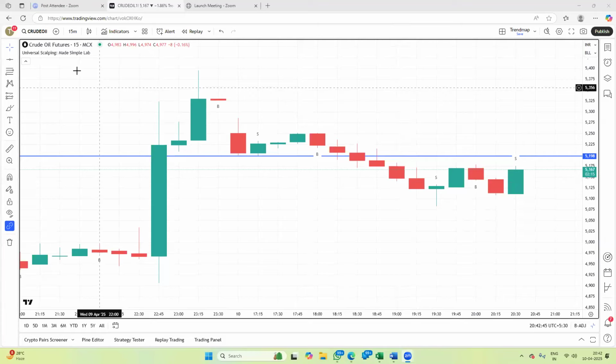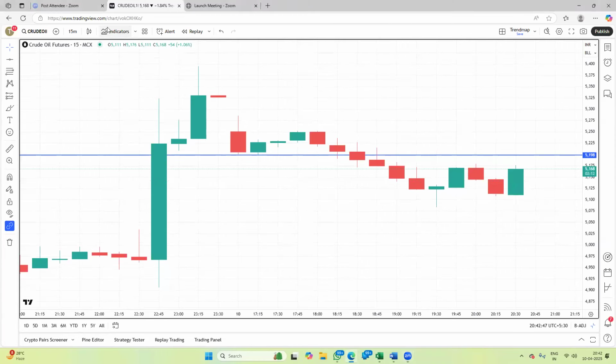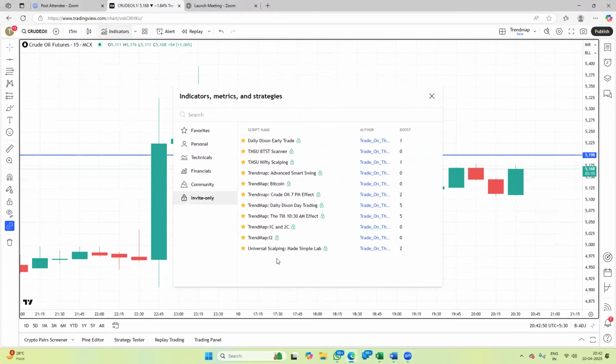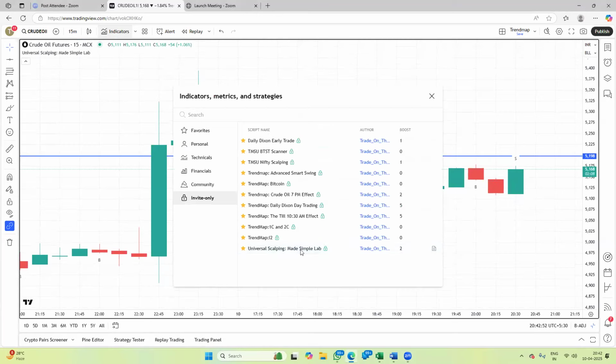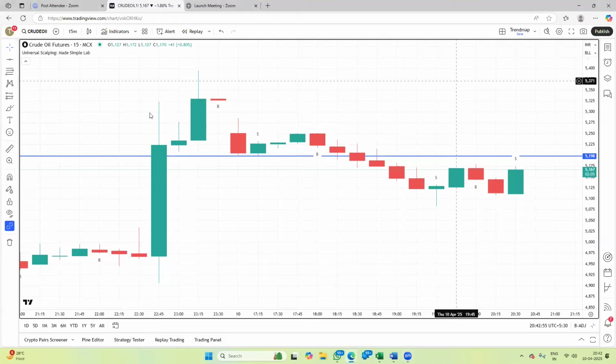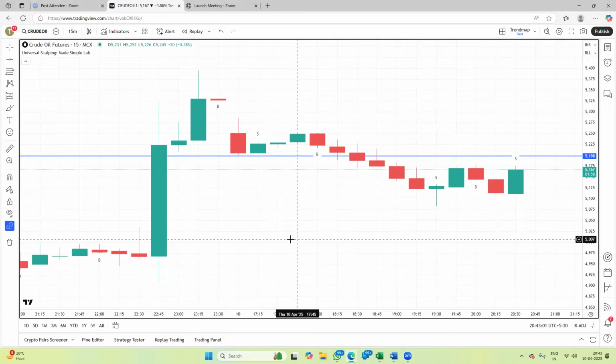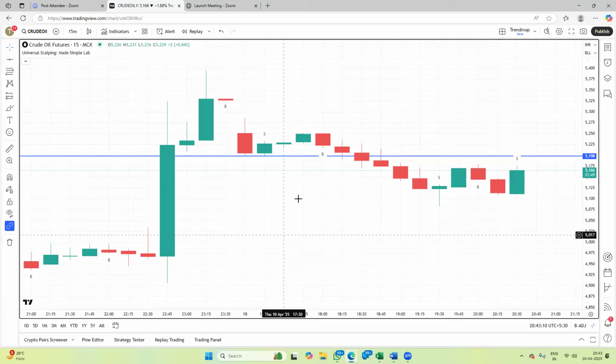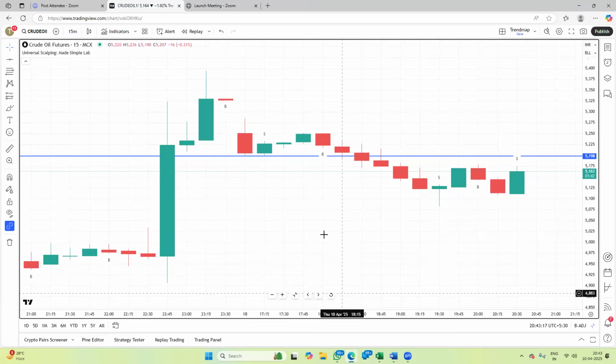So as you can see, I have added this indicator from the indicator section, universal scalping, and I opened a crude oil chart. Today the commodity market is open, the equity market was on holiday, so I thought let's start with crude oil. If I check the signal today, the first signal we got was a sell signal.